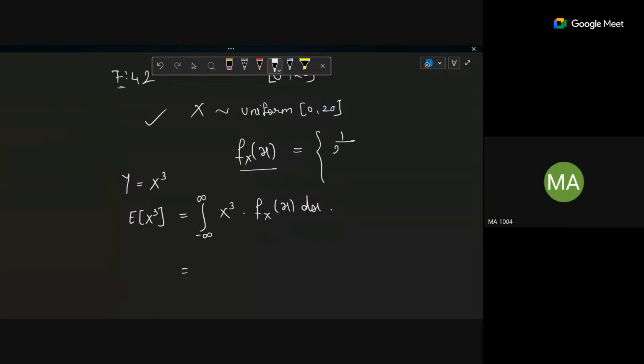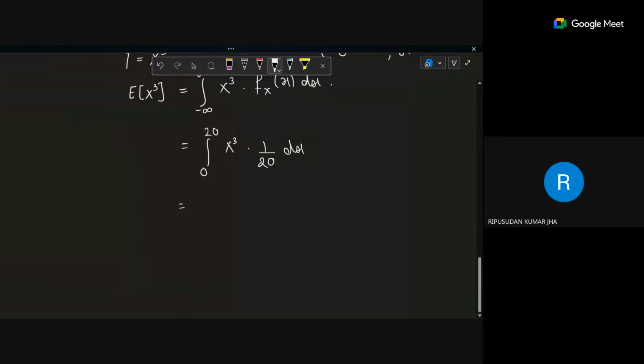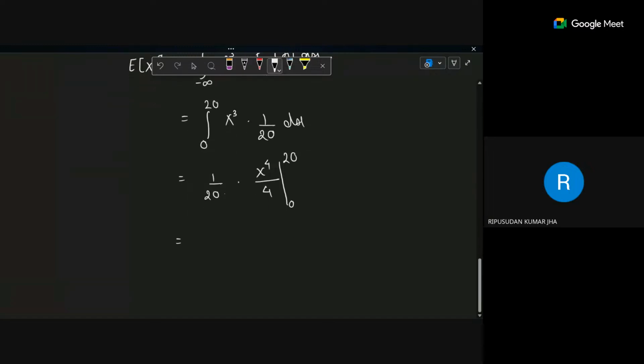It will be 1 by 20 for x lying between 0 to 20, and 0 otherwise. What will be the integration limits? 0 to 20. So it will be the integral from 0 to 20 of x cube into 1 by 20 dx. We take the common 1 upon 20 out. The inner one becomes x to the power 4 upon 4, with the range 0 to 20. Then we put the upper limit 20 to the power 4 upon 4.